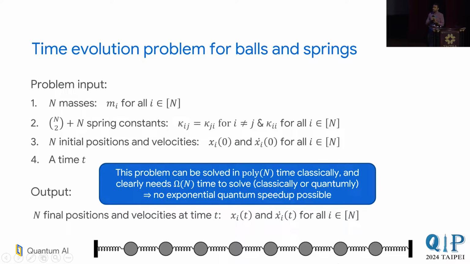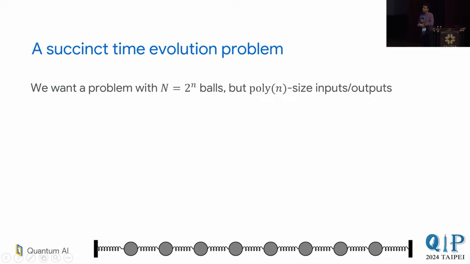But this motivates the problem, and we're trying to capture it in a way that an exponential speedup is actually possible. Okay, so how do we do this? We use a common trick that you might have seen before in quantum computing, which is we want to represent this problem that's about n balls, but with an input of size exponentially smaller than n, so an input of size log n. So let me tell you about how we do this. I'm going to call this a succinct problem.